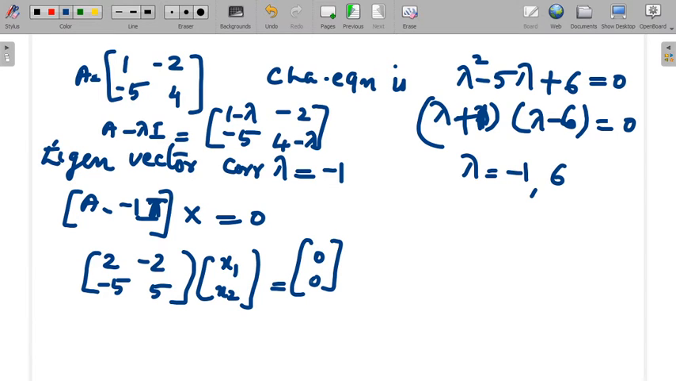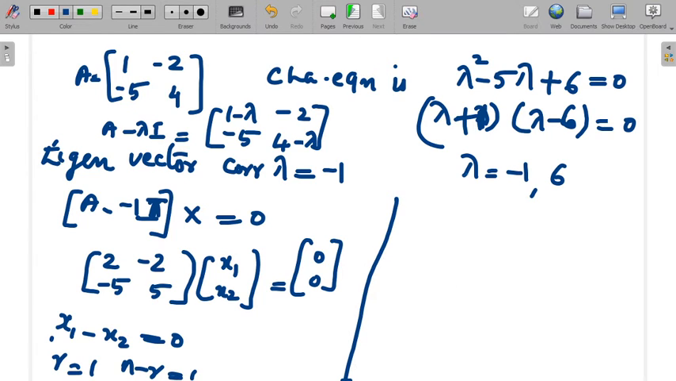equal to 0, 0. Now if you reduce this matrix, effectively if you look at this expression, you can see there is only one equation, which is x1 minus x2 equal to 0. Or if you reduce this, you will get rank equal to 1 and n minus r equal to 1. So we give an arbitrary value to one of the variables, say x2. If x2 equal to a, then from the equation x1 minus x2 equal to 0, x1 is also equal to a.